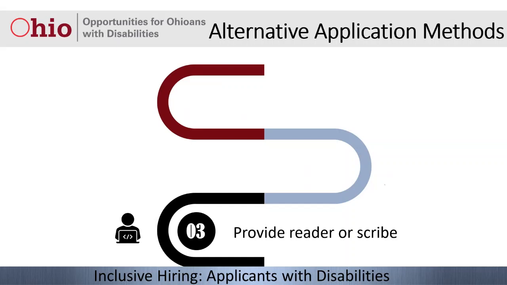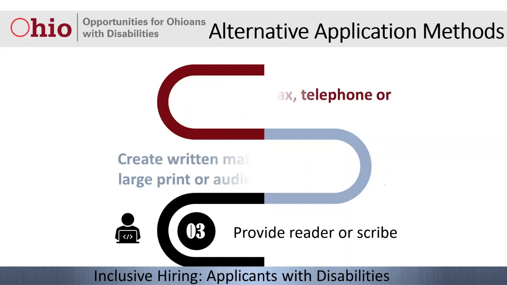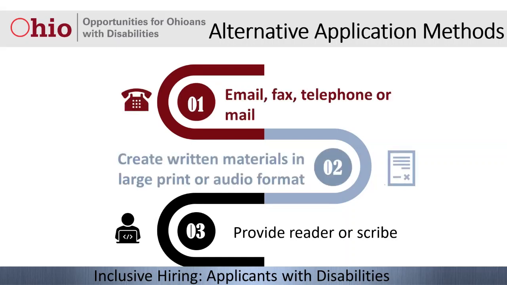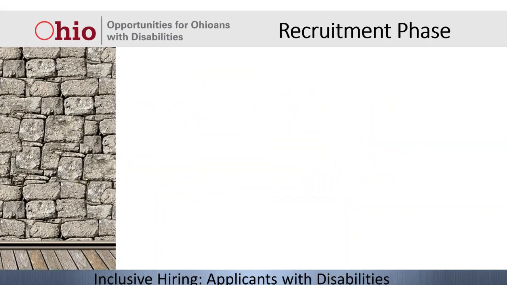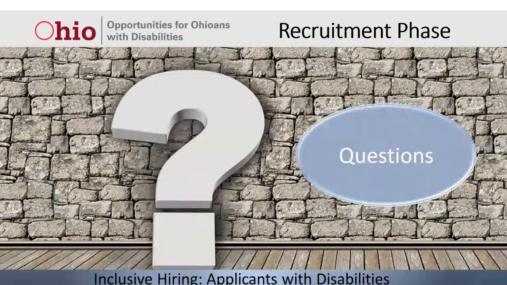It sounds like some of the tips could be implemented ahead of time, such as making online forms accessible or creating written documents in large print. And some of the other tips are good to know about in case a request is made, such as creating documents in Braille. With that, we have hit on the topics we wanted to cover for the recruitment phase and would like to pause to answer any questions that have come in.